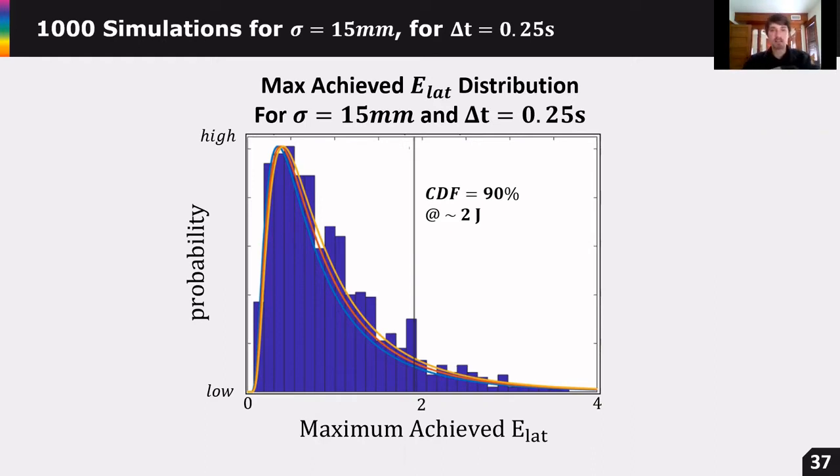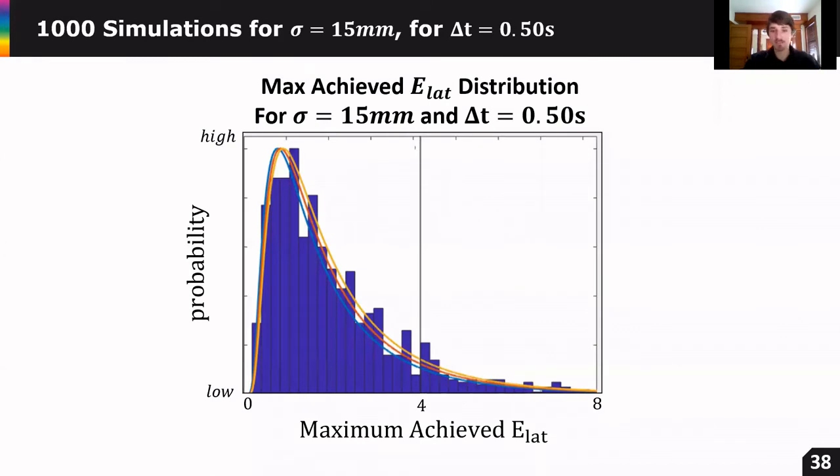I performed the same analysis for, say, half a second. So I doubled the time. And what I found was this 90th percentile doubled to 4 joules. So 90% of launches are equal to or below 4 joules in energy after half a second.